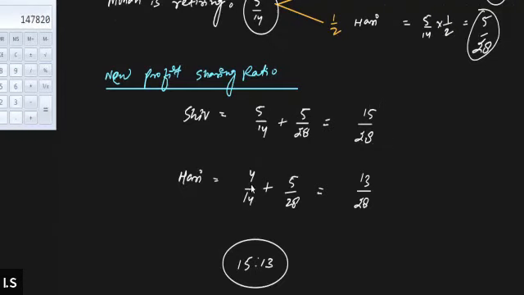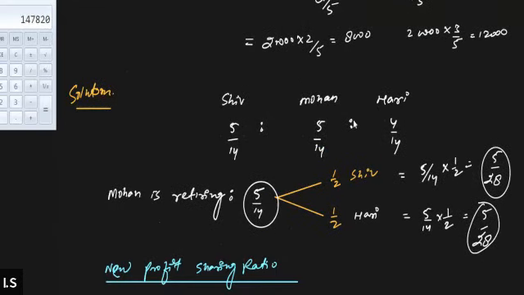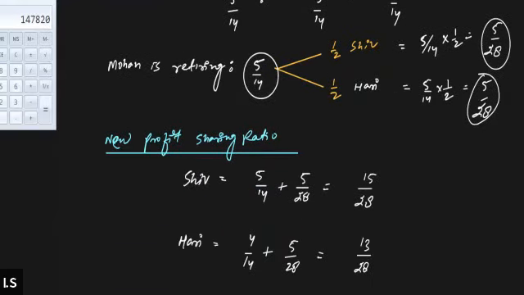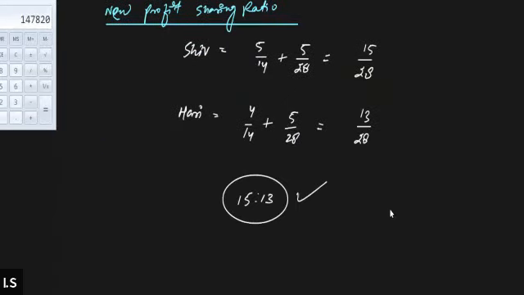And again, in case of Hari, Hari is currently sharing 4 by 14, and he is gaining 5 by 28. That means his share will be 13 by 28. Got it? Is that clear? Sir, Hari 4 by 14? Hari's share was 4 by 14. It was already given in the question, 5 is to 4. That means Hari's share was 4 by 14 currently, and he is also gaining 5 by 28 from Mohan. So his total share will be 4 by 14 plus 5 by 28 equals 13 by 28. So eventually the new profit sharing ratio between Shiv and Hari will be 15:13. Is that clear to you? Yes, sir. It's clear.